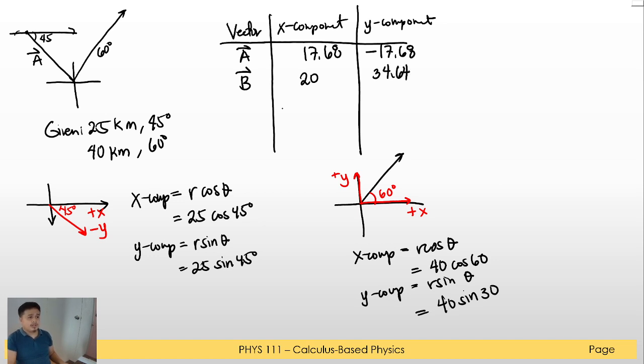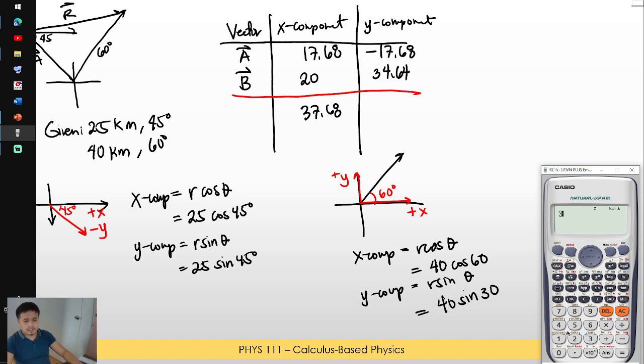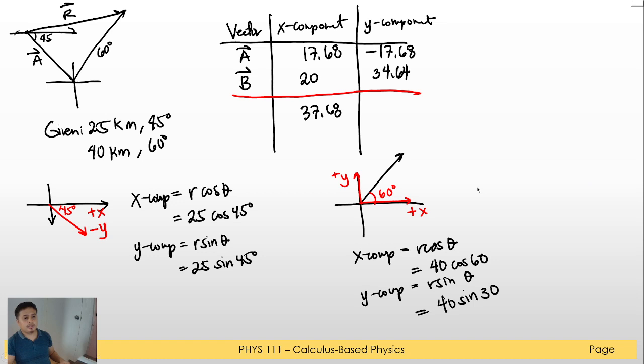Okay, so what should we do here? We can just add these components to find the x component of the resultant vector R. So adding these, we have 37.68 for the x component. And for the y component, using the calculator, 34.64 plus negative 17.68, we have 16.96.